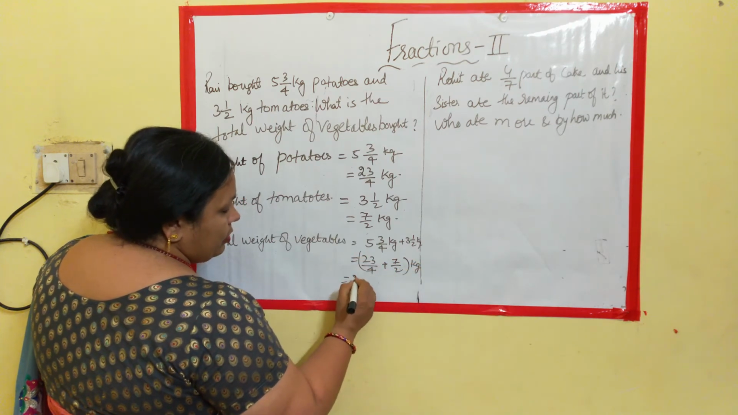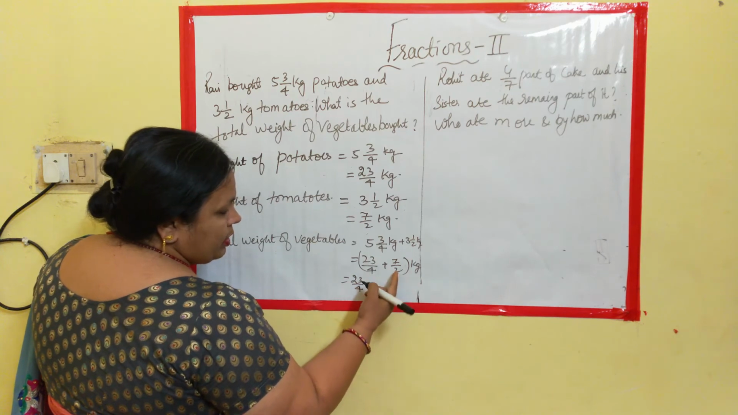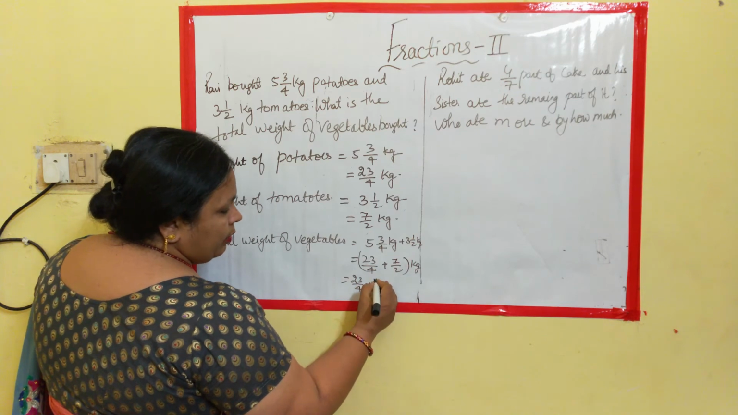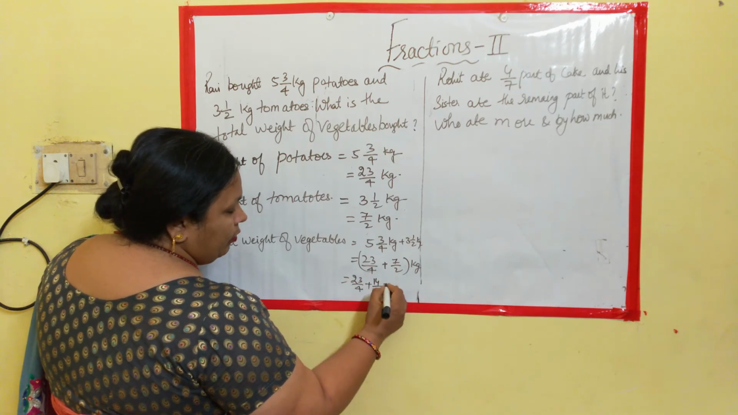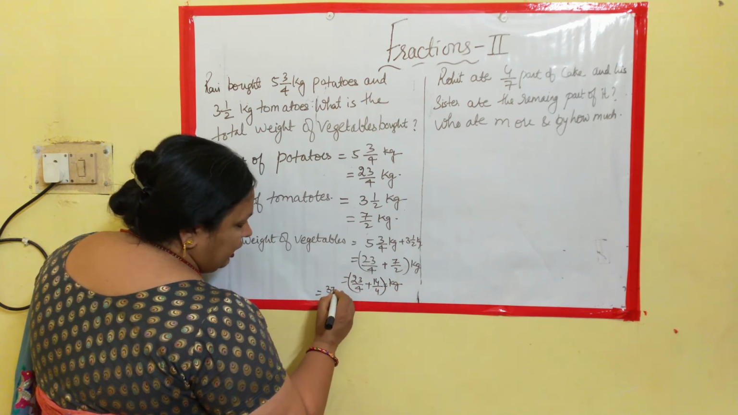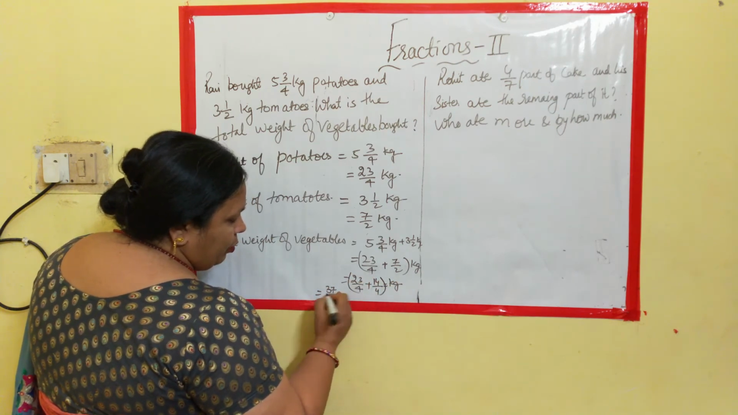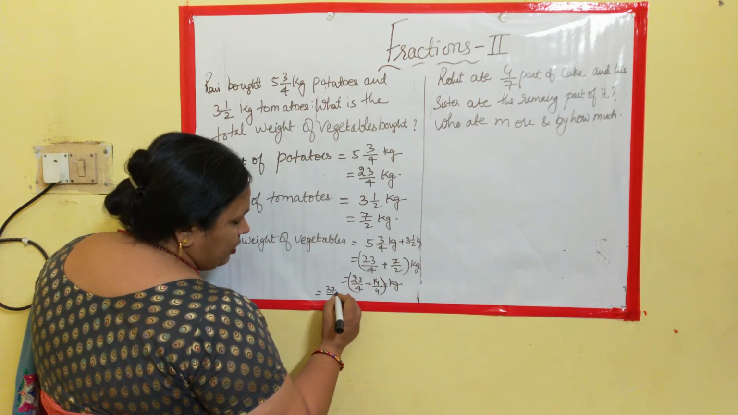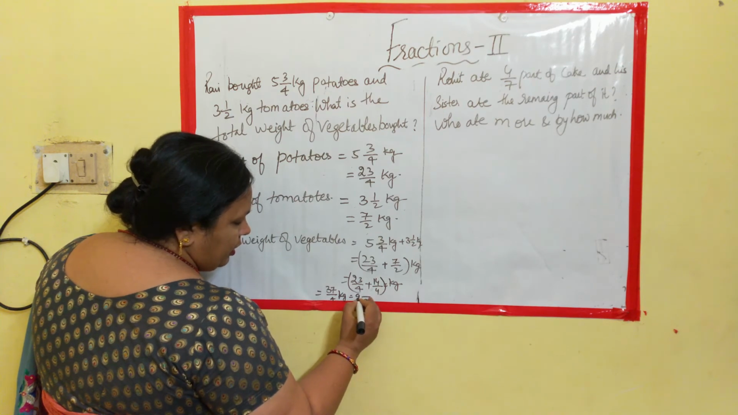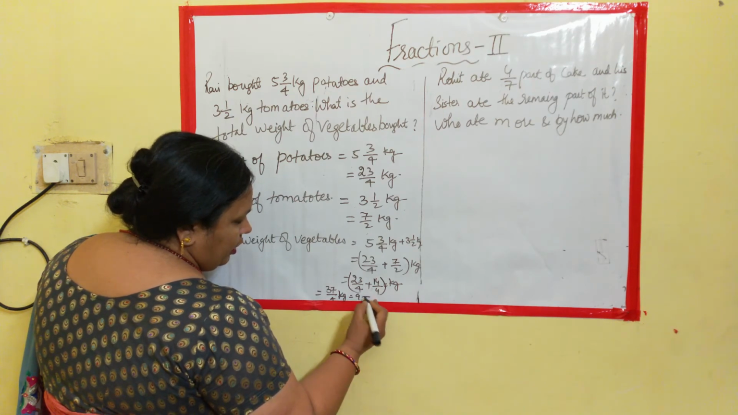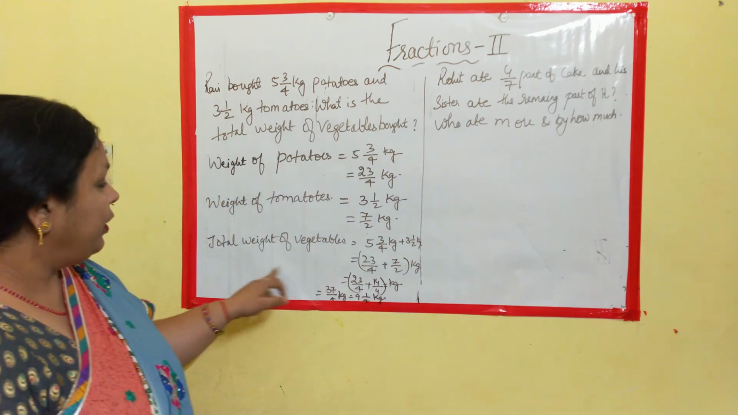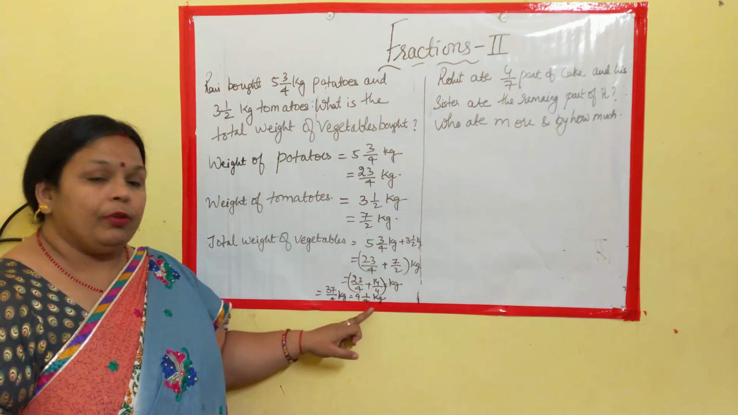Now this is 23 by 4 plus, multiply this by 2 to make the denominator 4. So this becomes 14 by 4, and which is nothing but 37 by 4. 3 plus 4 is 7, 2 plus 1 is 3 by 4, that is kgs. Then 9 fours are 36, 36 plus 1, 37. So total weight of vegetables bought is 9 1/4 kg.